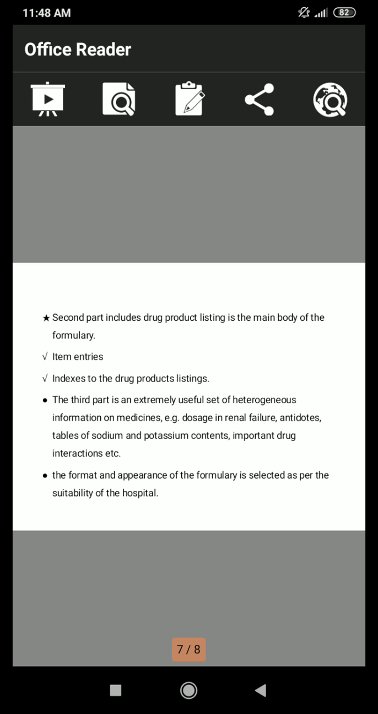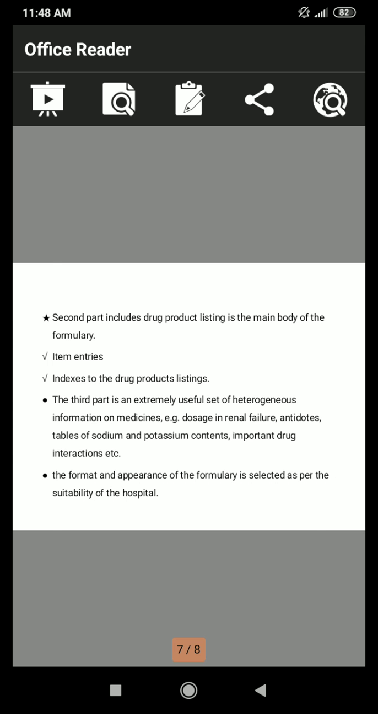Then the third part is an extremely useful set of heterogeneous information on medicines, for example dosage in renal failure, antidotes, tablets of sodium and potassium contents, then important drug interactions, etc. The format and appearance of the formulary is selected as per the suitability of the hospital. The size of the formulary should be easy to carry, so pocket size is preferred. Copies of the formulary should be made available at each patient care unit, the emergency room, and be given to all members of the medical staff.